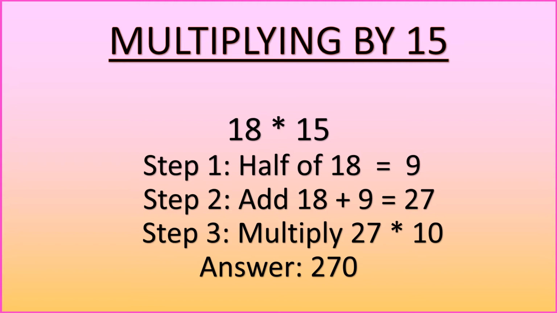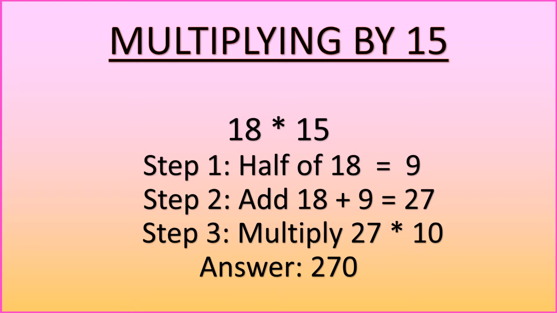In the first step, we need to take half of the number. Here, half of 18 is 9. In the second step, add the number with its half. Here, we add 18 and 9, which gives 27. In the third step, we multiply 27 by 10, and the answer we get is 270.